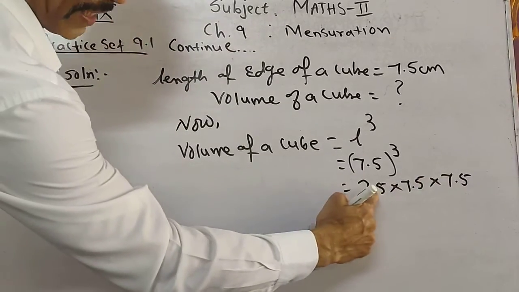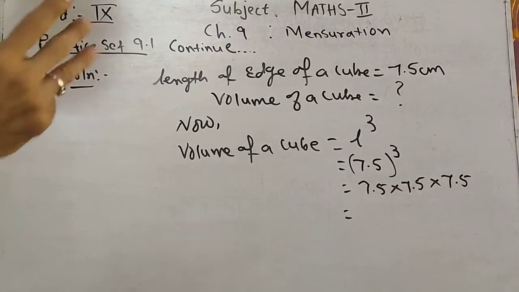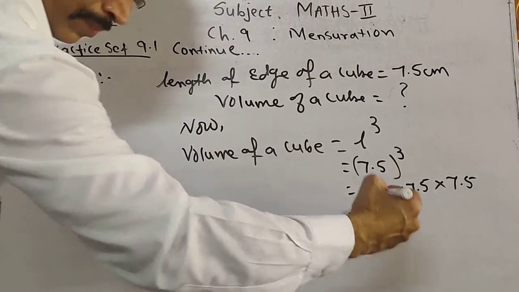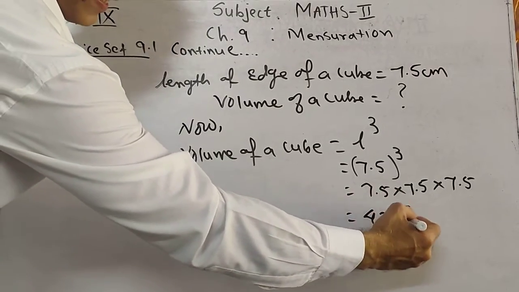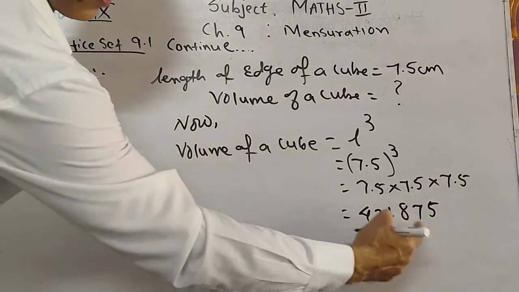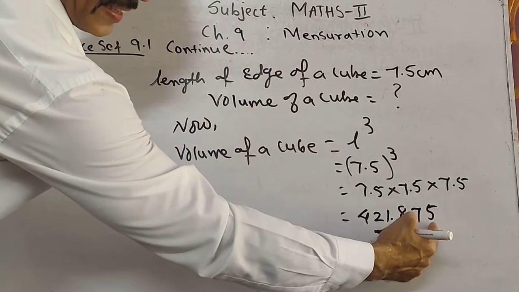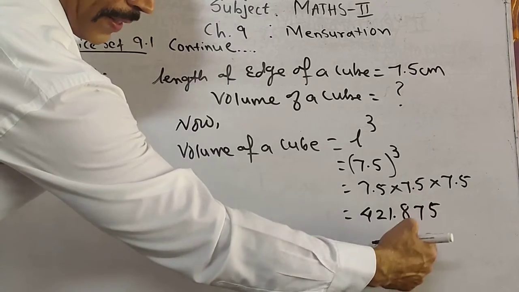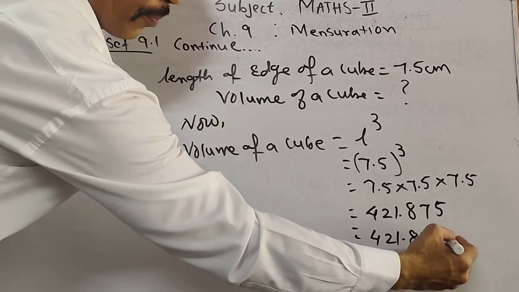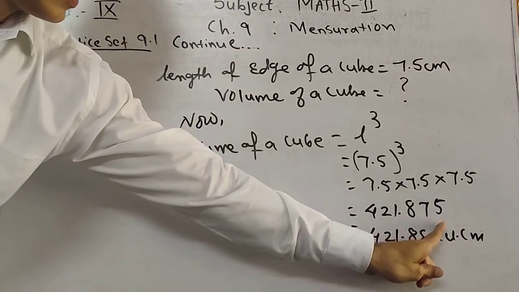See, after the point 1 digit, after the point 1 digit, here also 1 digit. So total 3 digits are there. Leave 3 numbers from the back side. So if you multiply all this, you will get 421.875. Now the volume of a cube is this. Here you can see the third digit is 5. You have to drop it and increase 1 here, so it becomes 421.88 cubic centimeter.